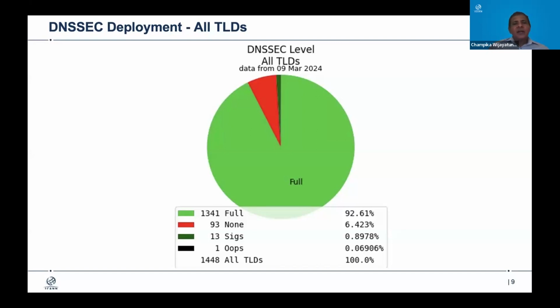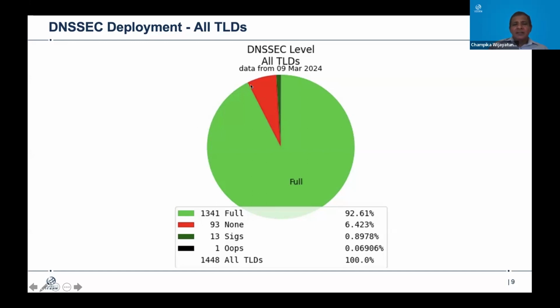So ICANN would not enforce policies towards those. If you think of, say, .mm, for example, they don't have a contract with ICANN. So they have a choice whether to deploy DNSSEC or not. But most of the ccTLDs have deployed DNSSEC as well because it's a good practice. But still, some ccTLDs in the world are still in the process of deploying DNSSEC.